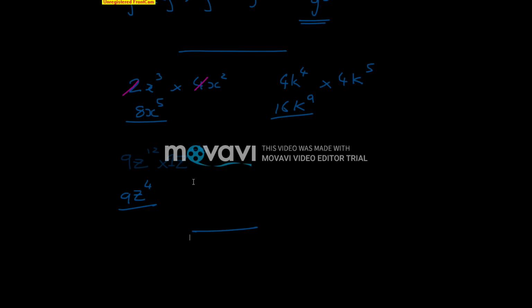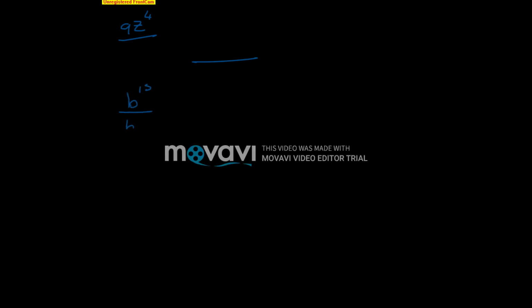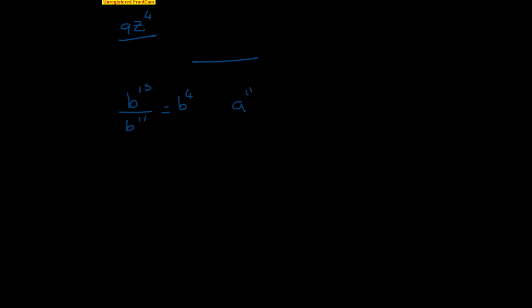Some examples of multiplication rules. Let's go for some division rules. b^15 divided by b^11. 15 minus 11 is going to give us b to the 4. Good stuff. Nice and straightforward. a^11 divided by a^7 is going to give us a^4.